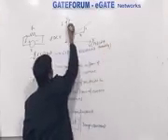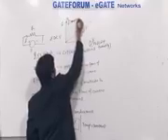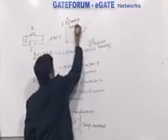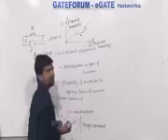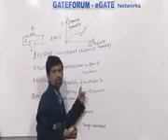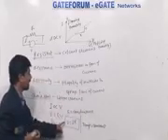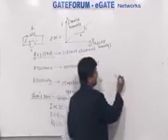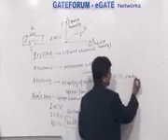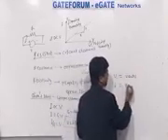Current is a flowing quantity, and the linear relationship between current and voltage is given by I is proportional to V. So V is equal to I into R, where V is given in volts and I is given in amperes.